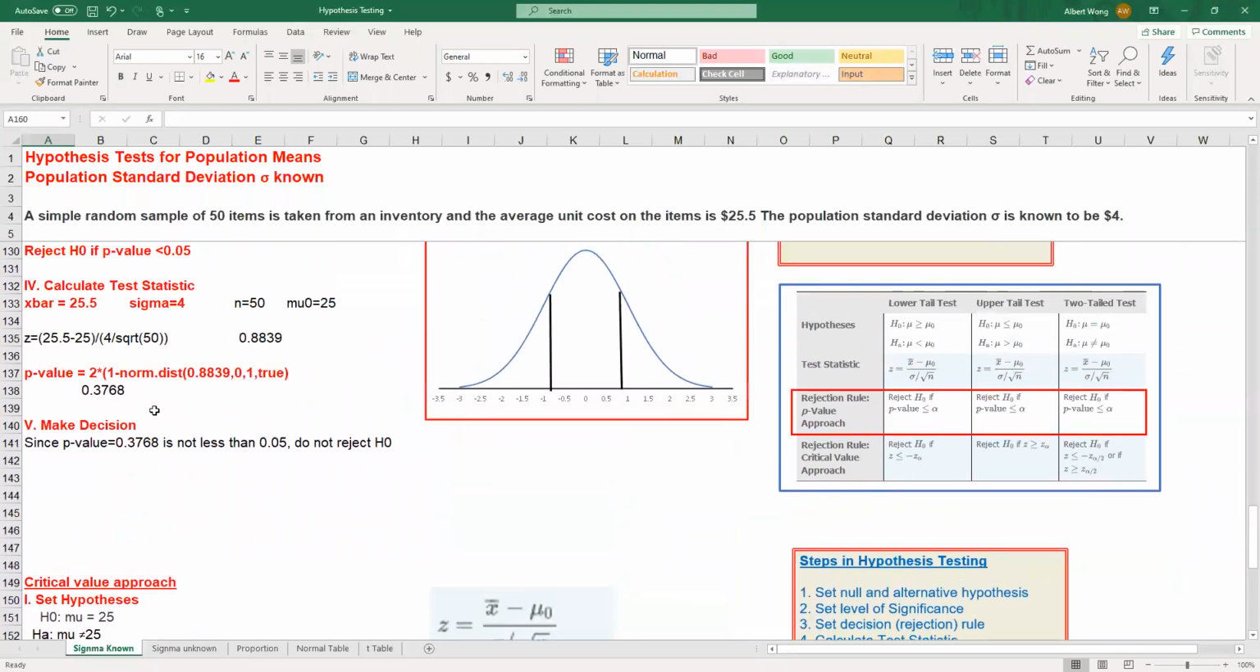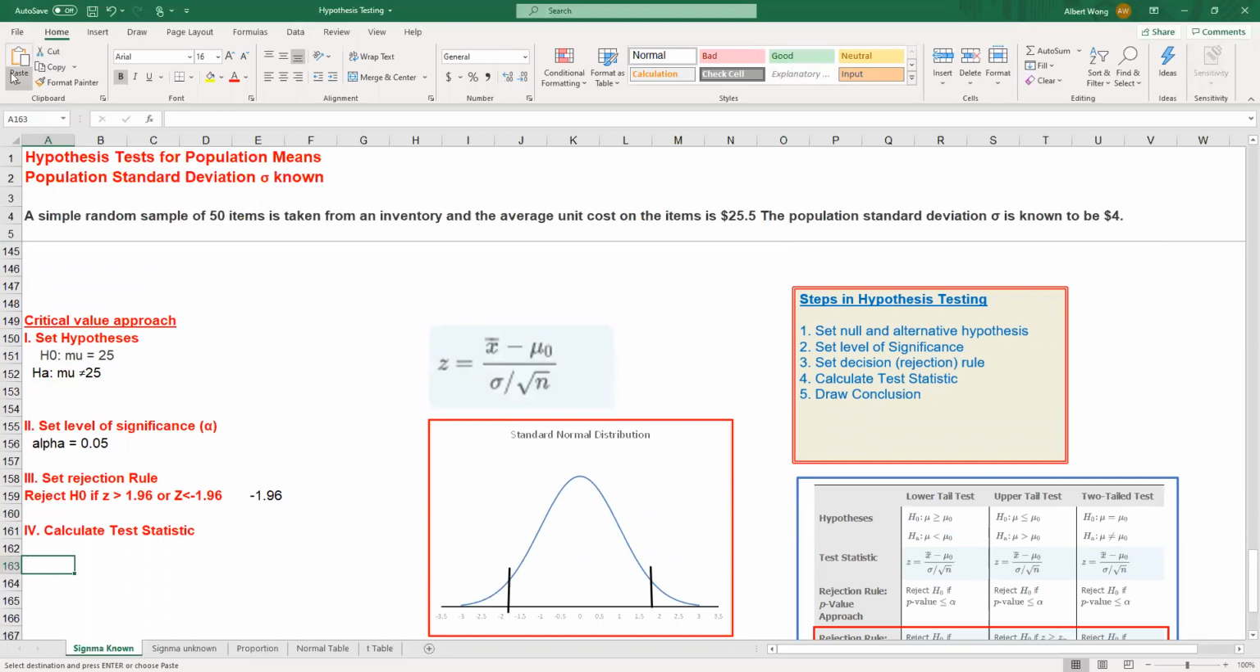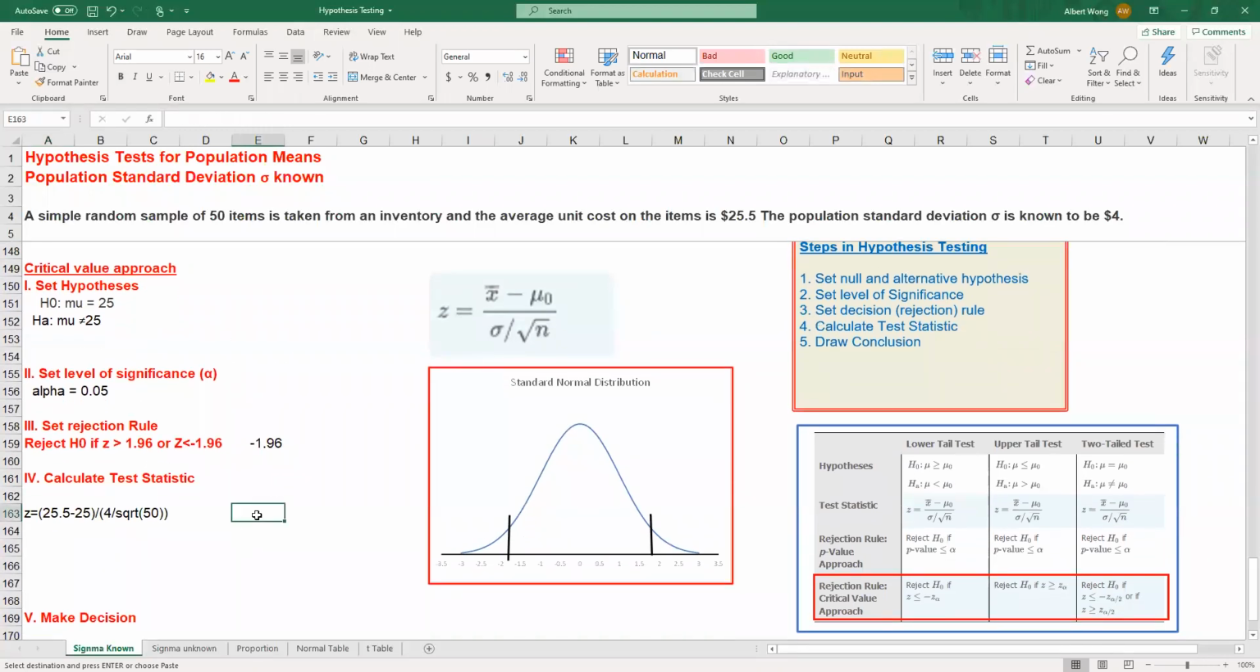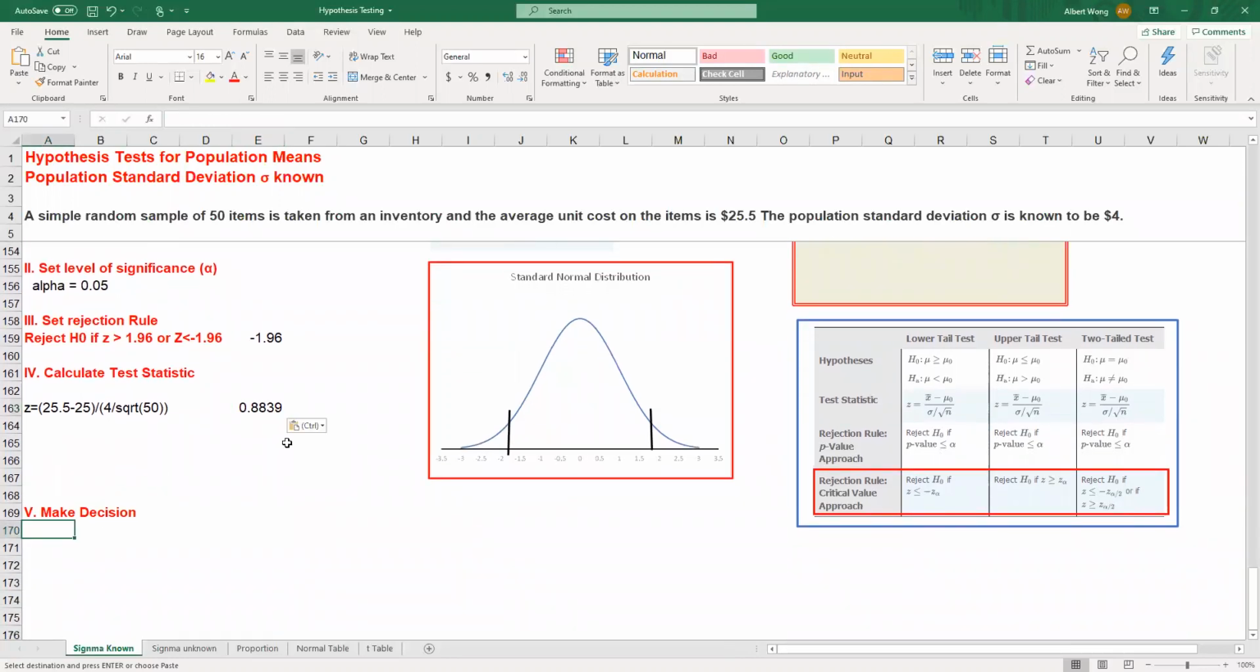And the test statistic we already calculated, so we're not going to spend any more time on that. It's negative 0.8839, as you can see. And where is negative 0.8839? It is actually here. So negative 0.8839 is not in the rejection region, so we do not reject. How do we say it? We say since Z equals negative 0.8839, which is not less than negative 1.96 or greater than 1.96, because you have two sides, right?